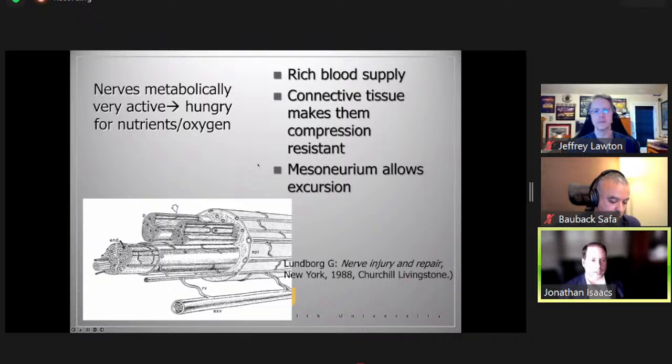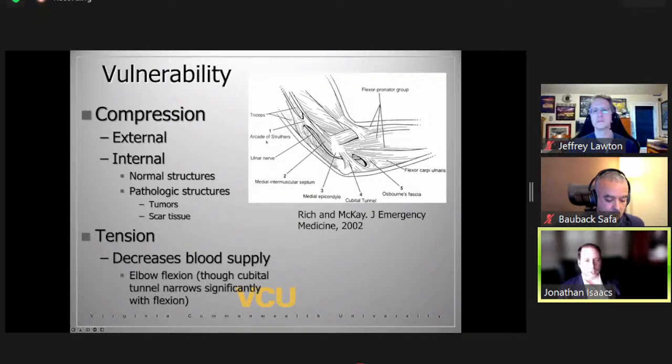We will touch on products that are sold by these companies, but I will be very careful about only providing data from the literature. Let me start by emphasizing a couple of basics. Nerves are metabolically very active, which means that they're hungry for nutrients and oxygen. And the body deals with this, as we know, by providing a rich blood supply to nerves, as well as a cushioning connective tissue layer and mesoneurium, which, if you remember, is the thin tissue around the nerve that allows it to glide through soft tissue planes.